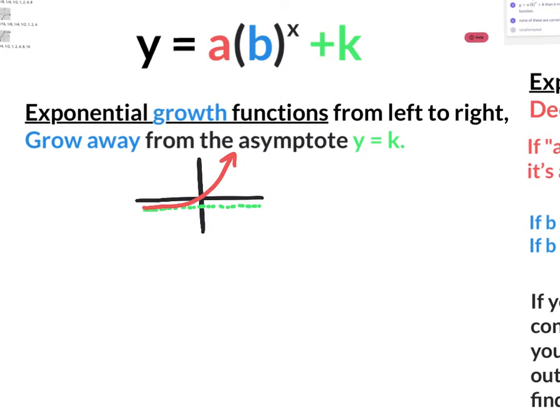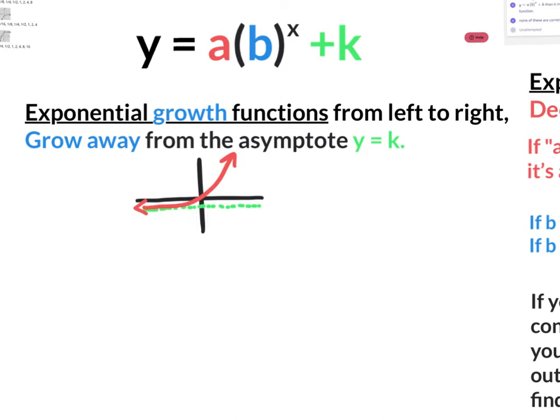Now, of course, that makes a little more sense when we only put one arrow on it, but we know that there's also an arrow going to the left. And going to the left, it infinitely approaches the asymptote, but it never actually touches it. So that's an example of a visual of an exponential growth function. And it doesn't matter where your asymptote is at, it will grow from left to right, away from the asymptote. That's what I meant to say.